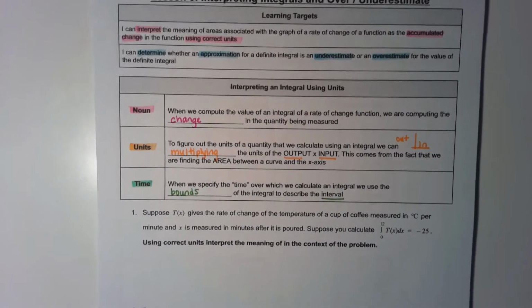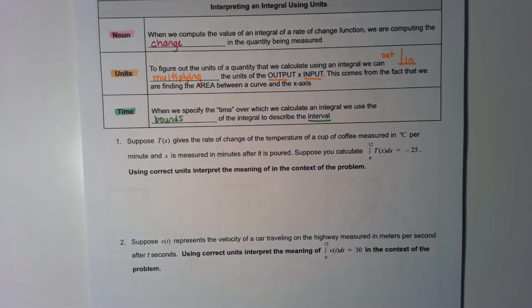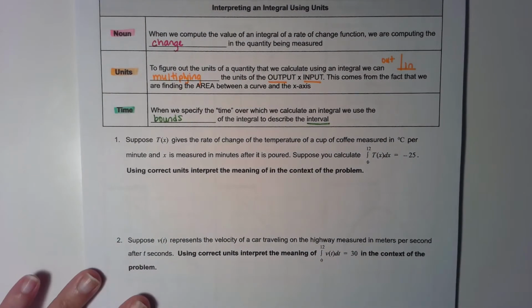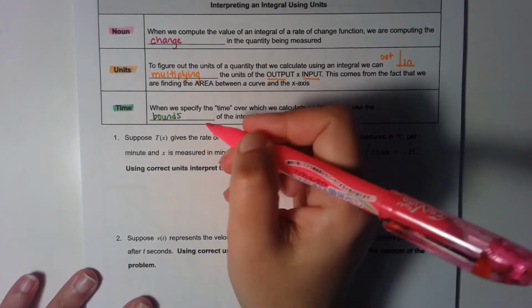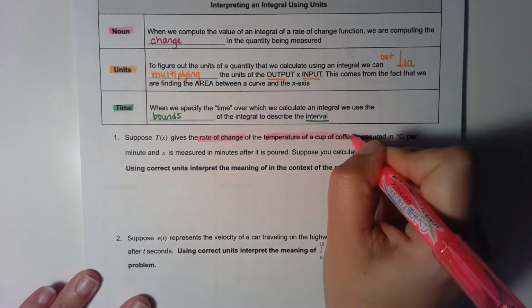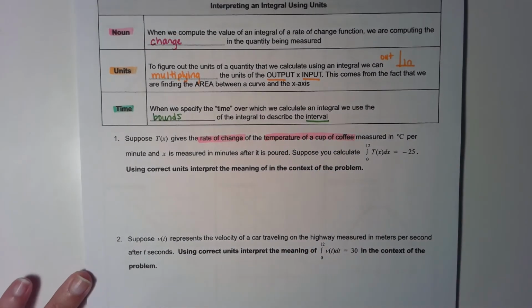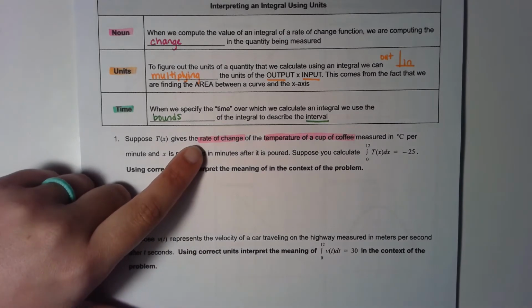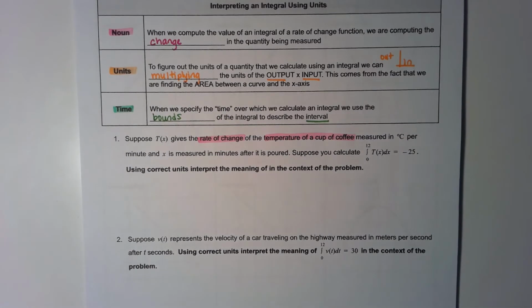So let's start by making sure we read the important information in the question. First, we know that T of x gives the rate of change of the temperature of a cup of coffee. That means that when we find the integral, we're figuring out the change in the temperature of the cup. It's not the rate of change, which is what we have, is how fast it's changing. When we integrate, we're figuring out how much did it change by. So did the temperature go up or did the temperature go down?